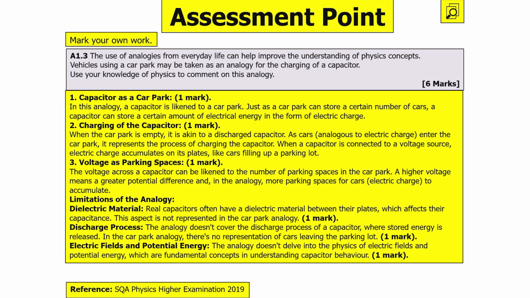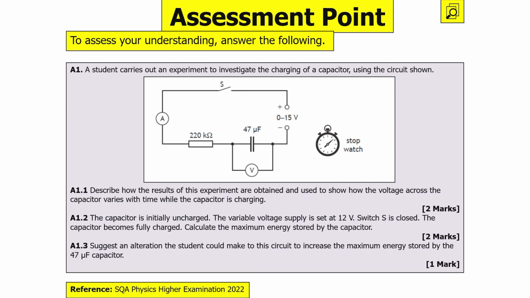capacitor behaves. A student carries out an experiment investigating the charge of a capacitor using the circuit shown. Describe how the results of this experiment are obtained and used to show how the voltage across the capacitor varies with time when the capacitor is charging. The capacitor is initially uncharged. The variable voltage supply is set to 12 volts. Switch S is closed. The capacitor becomes fully charged.